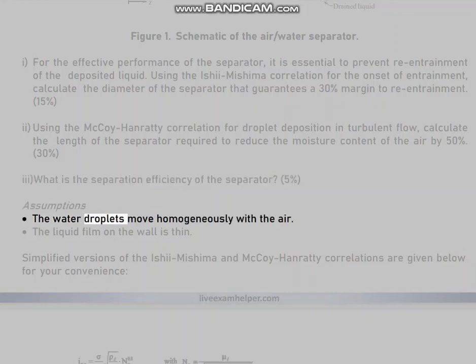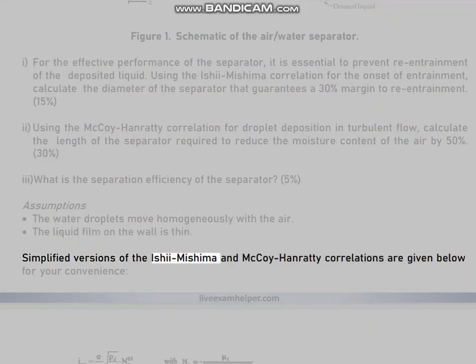Assumptions: the water droplets move homogeneously with the air. The liquid film on the wall is thin. Simplified versions of the Ishii-Mishima and McCoy-Hanratty correlations are given below for your convenience.